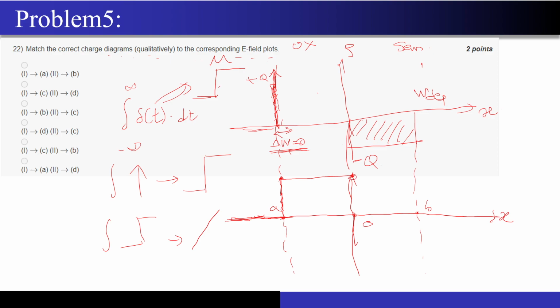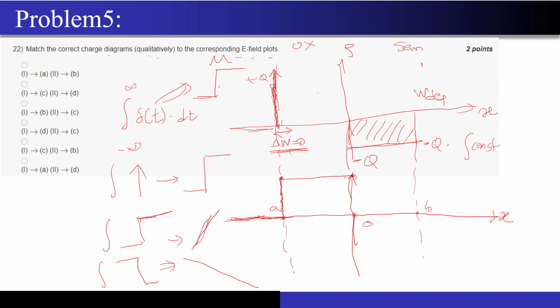Now there is a negative charge density present over here, having the value of minus Q, right? Now the moment I integrate a constant value, I will get a ramp corresponding to it. But if this constant is negative, then you will get a decreasing ramp. So now since I'm integrating a negative value over here, I will have a linearly decreasing function, right?